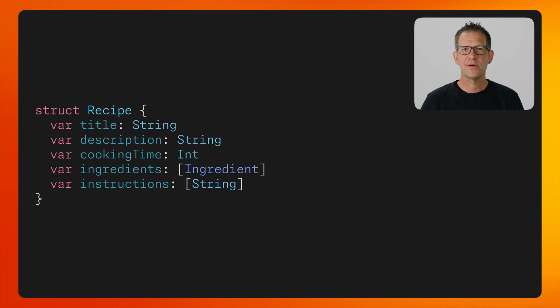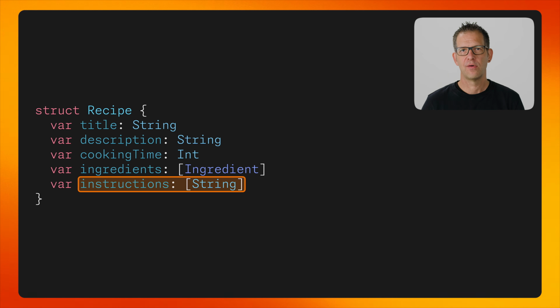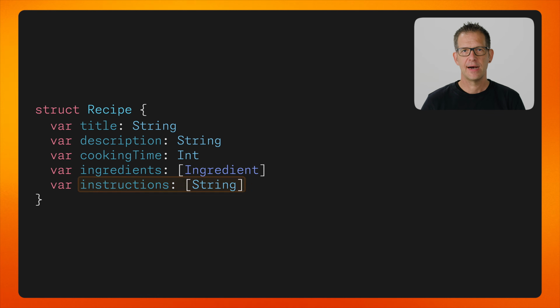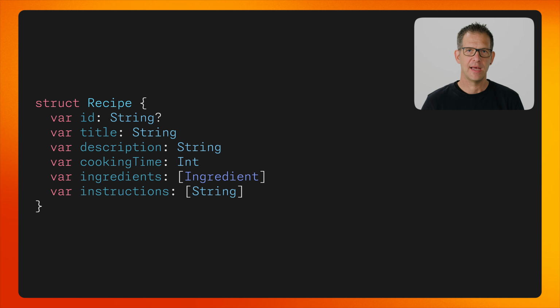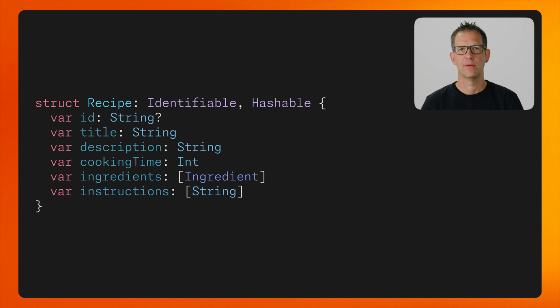Before we can write any data to the database, we need to decide on the shape of our data. I've defined a Swift struct that has all the key properties of a recipe: its title, a description, the cooking time, a list of ingredients, and, very important, the instructions for preparing the recipe. To make sure I can show this in a SwiftUI list view, I'll add an ID property and conform the struct to Identifiable and Hashable.